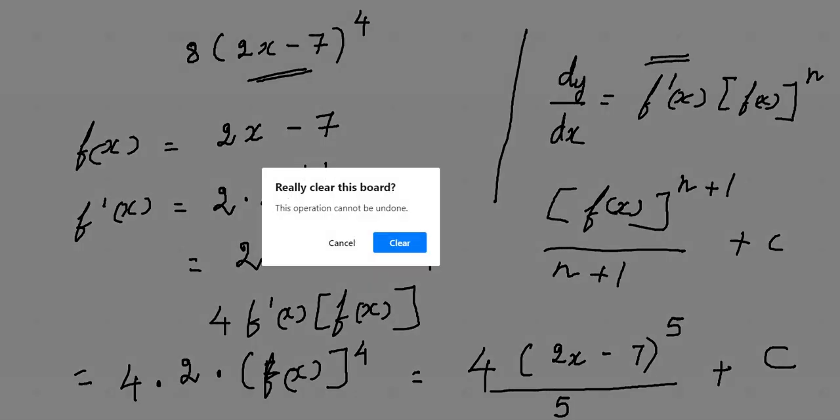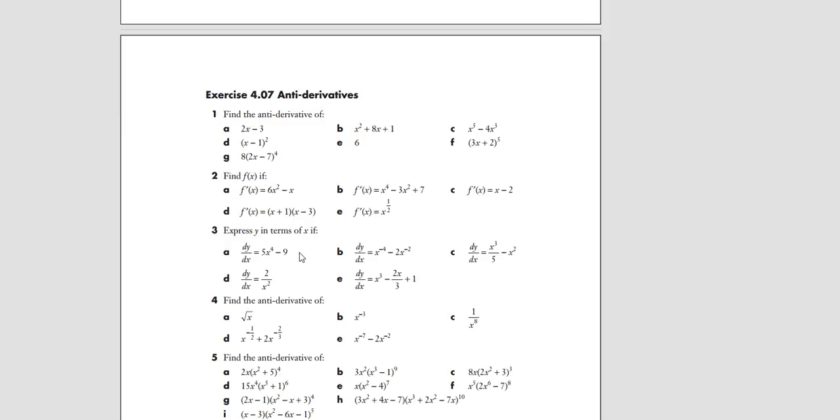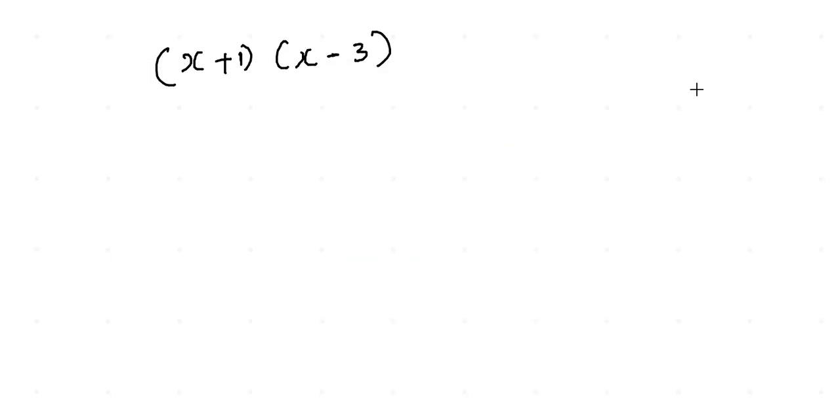So I'm just going to clear the board. So I'm just going to put x plus 1, x minus 3, right? I want to make sure that that is the problem. X plus 1, x minus 3, okay? Now, the best way to solve this problem is, it could sound like, hey, is it f prime of x multiplied by f of x? I don't think so, because f prime of x is different, right? Instead of going through all those things, just use normal algebra.